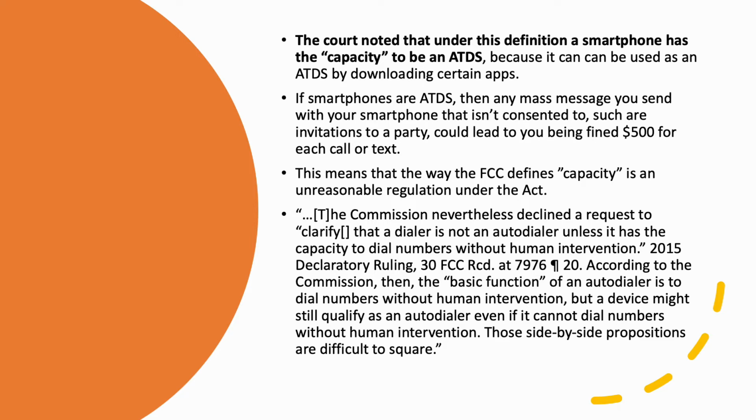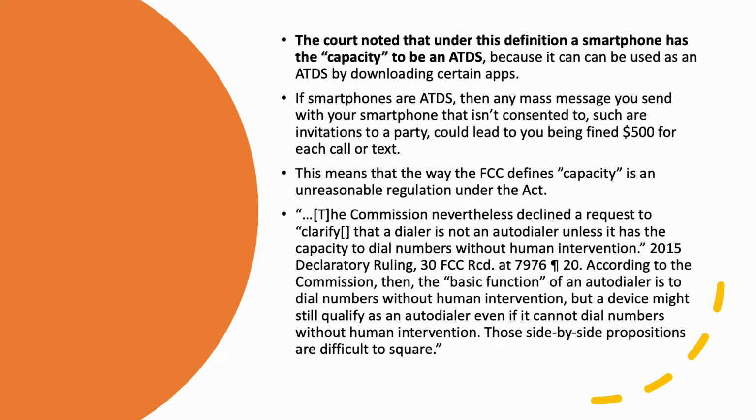And that would mean that if you send a mass message to a bunch of your friends, let's say you use your phone to mass message all your friends to invite them to a party, then have you used an automatic telephone dialing system? Because the fine for that is $500 for every call. So they said that means really the way the FCC looked at the issue of capacity to regulate ATDSs was wrong.